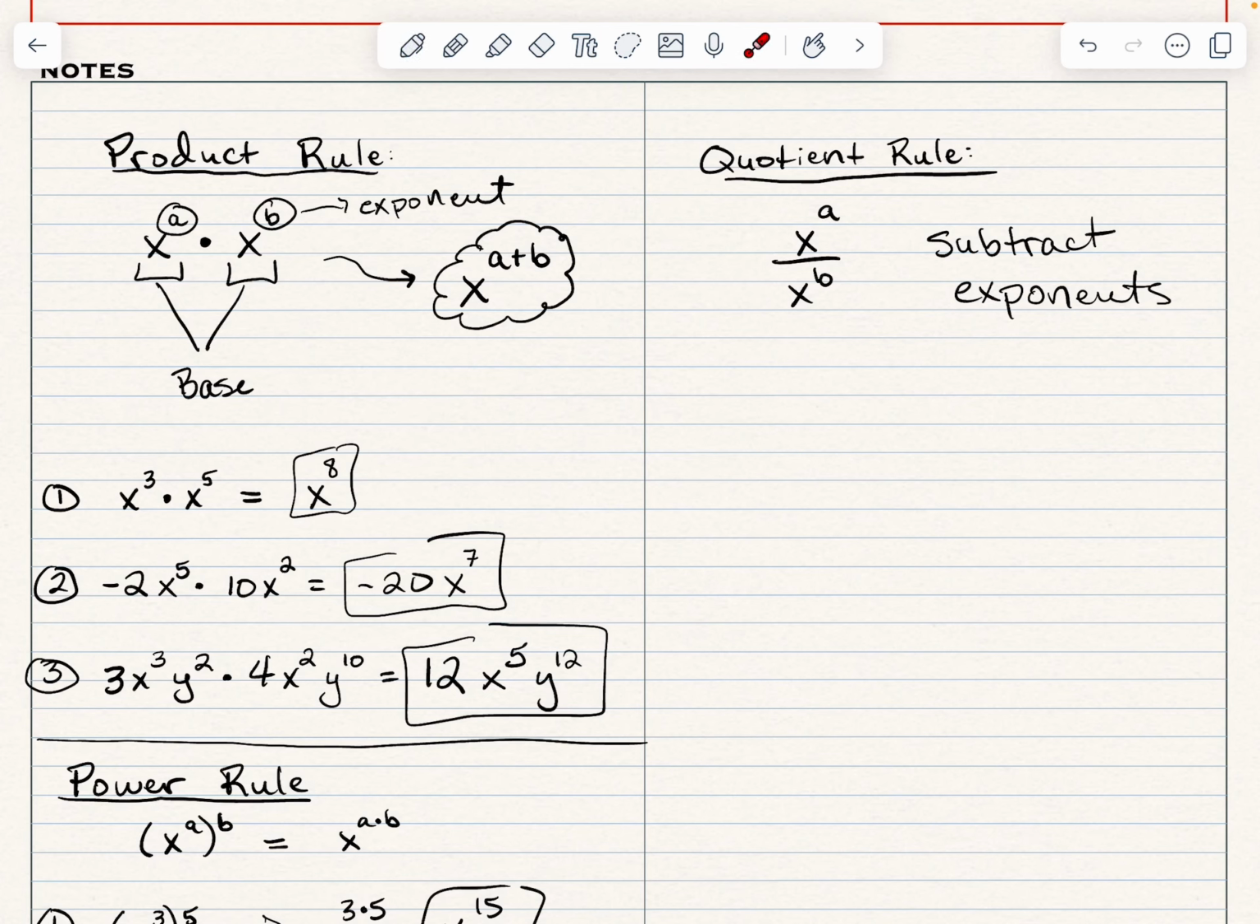Just like on the product rule, when we were multiplying the same base, we added the exponents. The opposite of multiplication is division. Okay, here's our division sign. So the opposite of adding the exponents is subtracting the exponents. So it's a very logical course of action here. So we're going to have x to the a minus b. Okay, that would be really where we're headed with this.